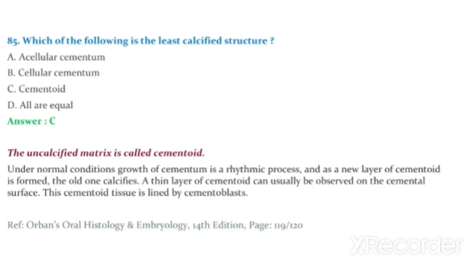Under normal conditions, growth of cementum is a rhythmic process, and as a new layer of cementoid is formed, the old one calcifies. A thin layer of cementoid can usually be observed on the cemental surface. This cementoid tissue is lined by cementoblasts. The reference is from Orban's Oral Histology and Embryology, 14th edition, page number 119 and 120.